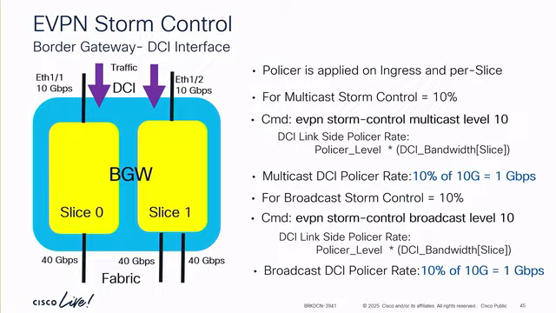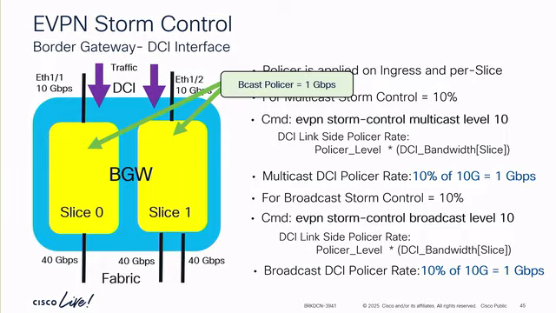So this was the easiest example. We'll try to complicate it a little bit more, but what you see here is that for the multicast and the broadcast, the policer rate is 1 gigabit per second ingressing on the DCI interface.